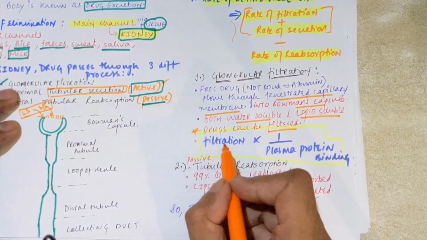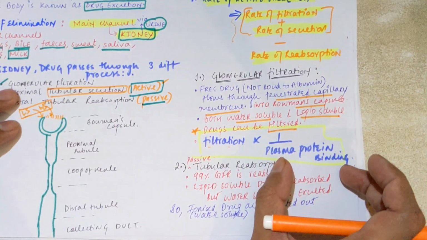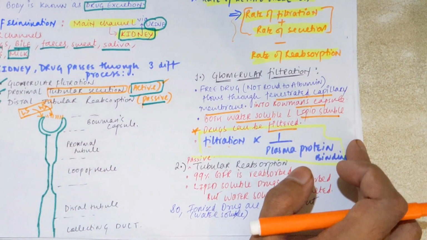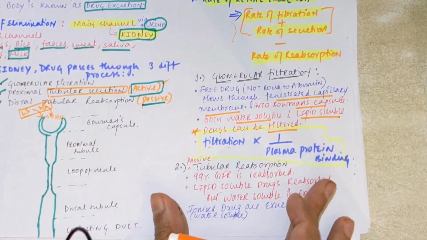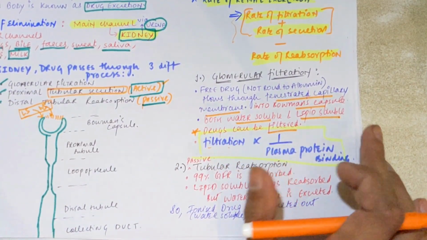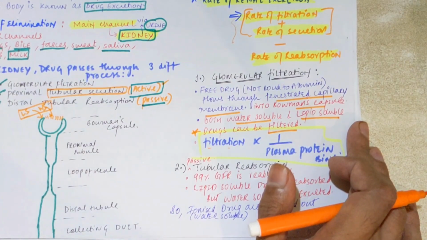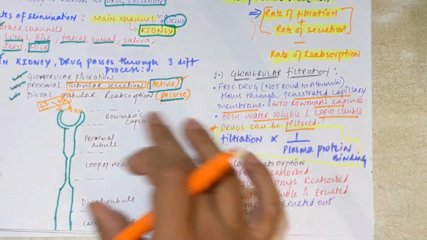Now the main concept I have told you: filtration is inversely proportional to PPB, plasma protein binding. Clear? So the higher the plasma protein binding of the drug, the lesser the glomerular filtration. Clear? Now this was the concept behind the GFR, glomerular filtration of the drug. Now the drug has been filtered out. Clear? Now if we talk about the reabsorption here, just relate this filtration and the reabsorption.